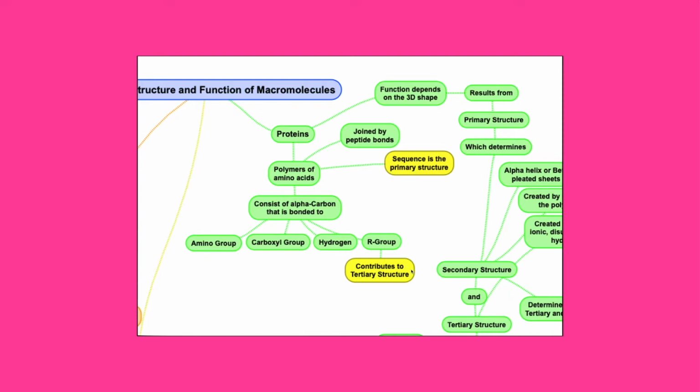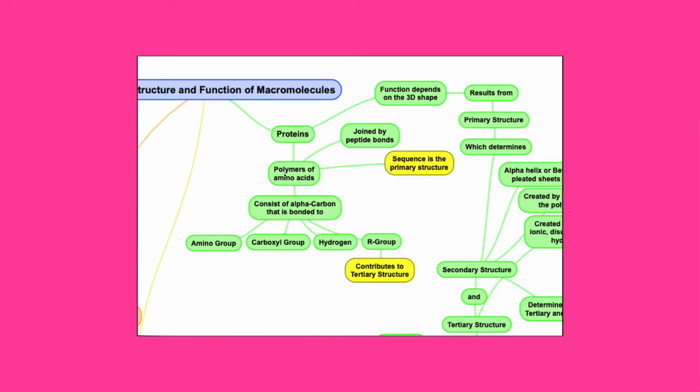And there are 20 different amino acids, and they differ in this R group here. Everything else, these 4 items, the central carbon, the amino group, carboxyl group, and hydrogen, are identical. They only vary in the R group.